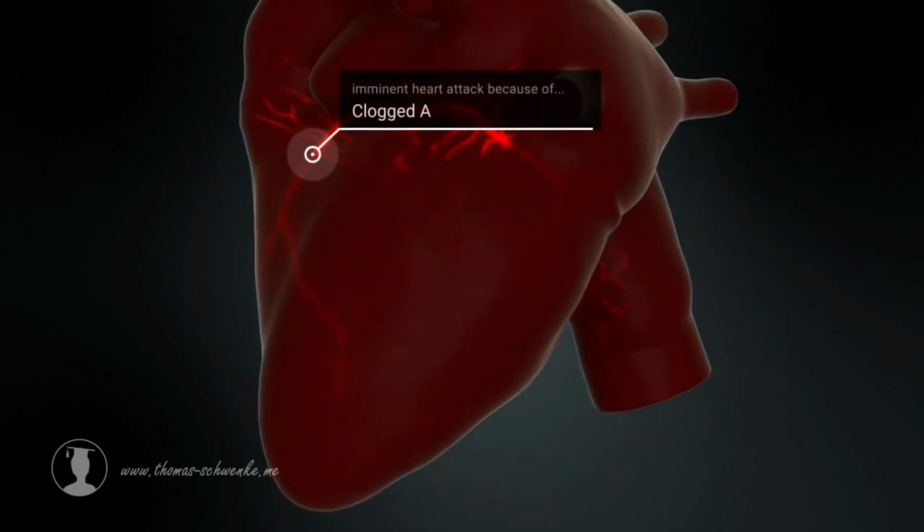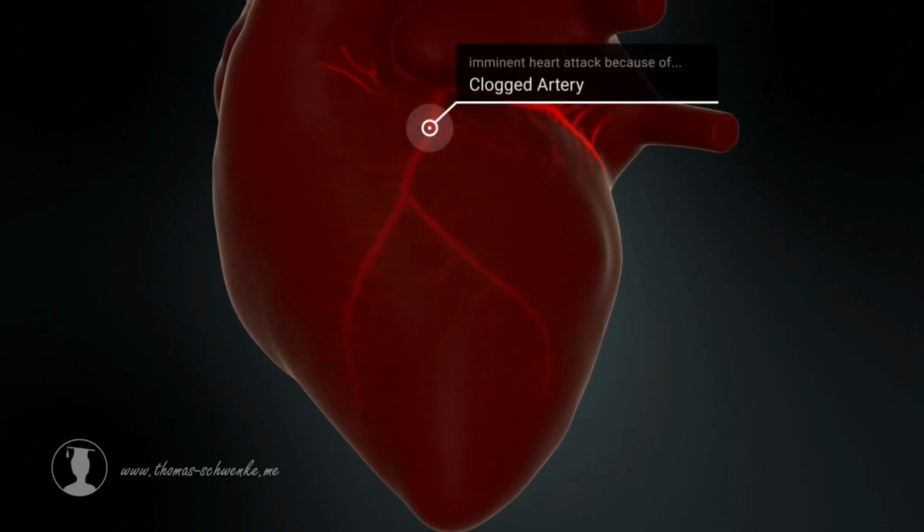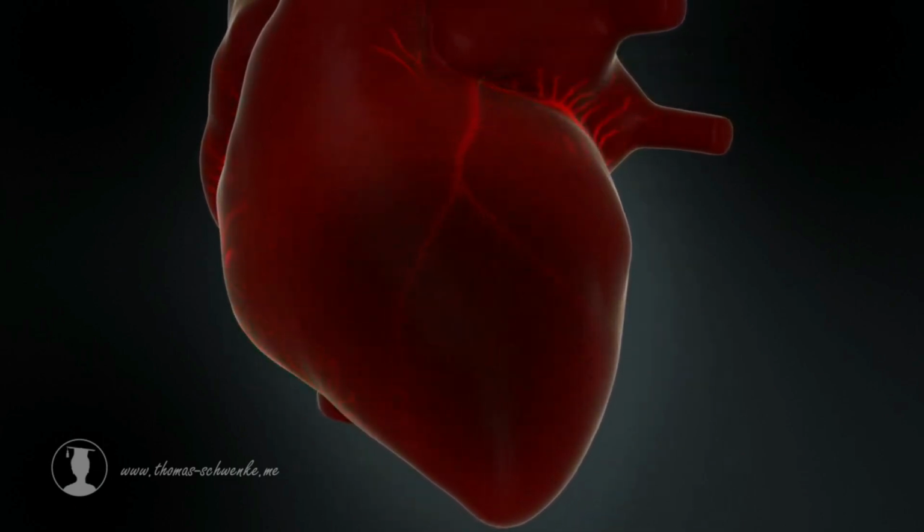A heart attack can occur when the coronary arteries become blocked, narrowed, or completely obstructed. Blood can then no longer flow freely, and oxygen and other nutrients cannot reach the heart muscles.